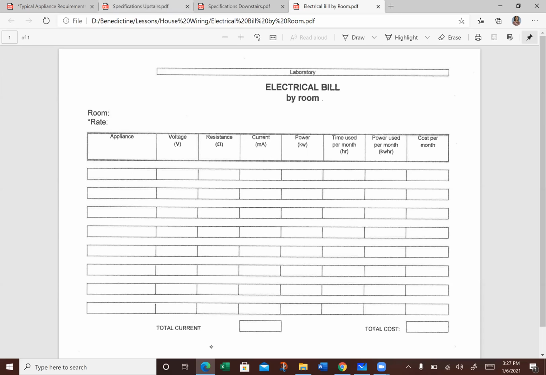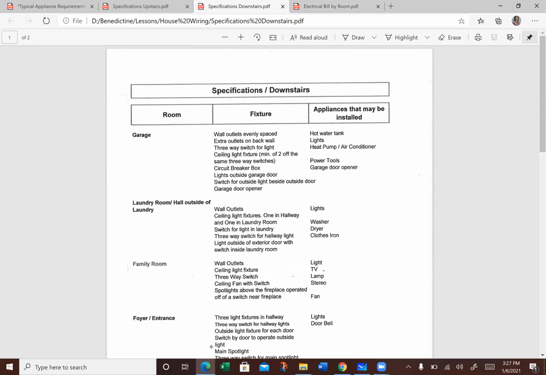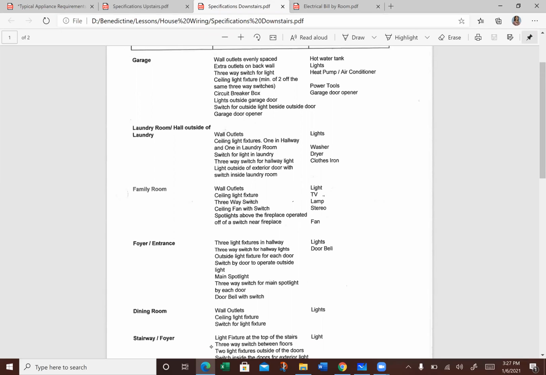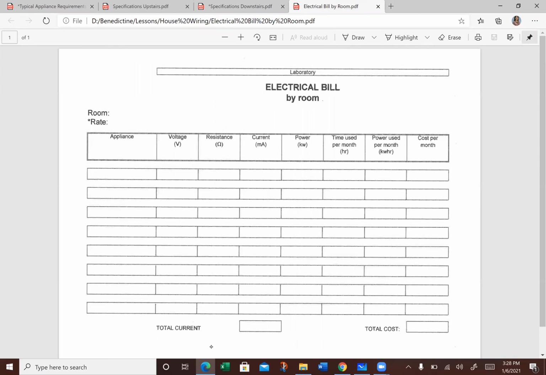So let's say I am downstairs and I have the family room. These are my appliances that I want to put in the family room. That's the light above in the room, a lamp that might be on an end table, the television, stereo, and ceiling fan. We'll begin by listing those here. So my room is the family room.